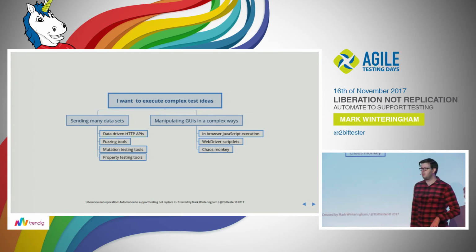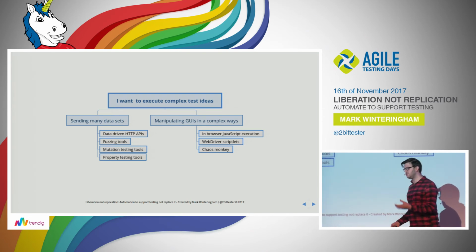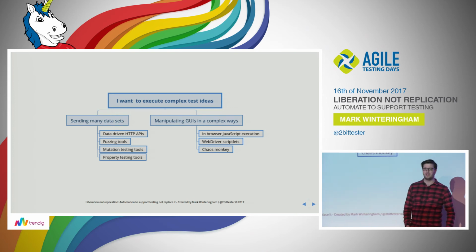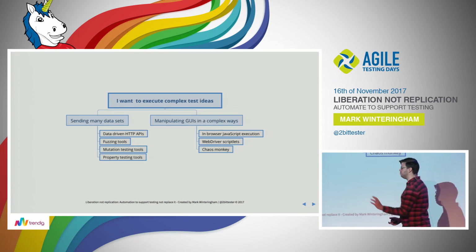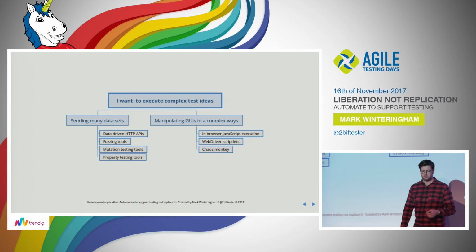I want to execute complex test ideas. So I'm in an exploratory testing context. I've done some testing. I feel this is good. I've done some of the obvious things, but now I want to really get into the nitty-gritty. I want to really find some interesting stuff. How do I do that if it's just me with a keyboard and a mouse?